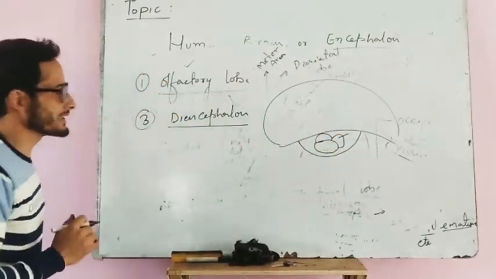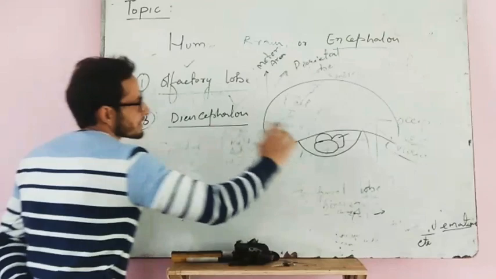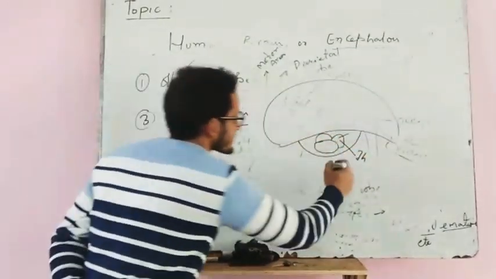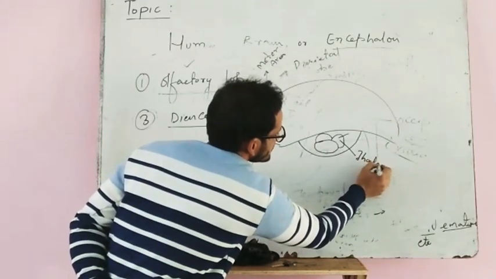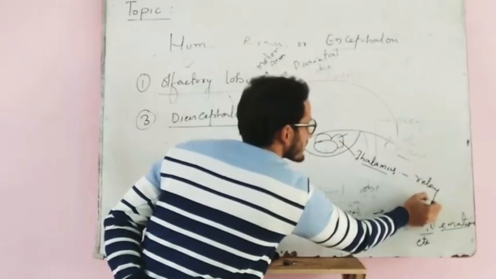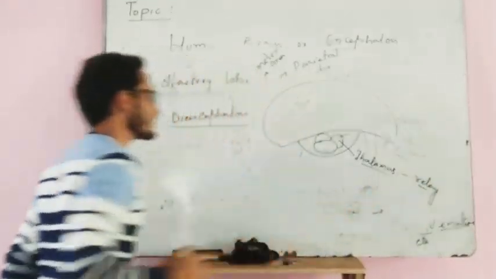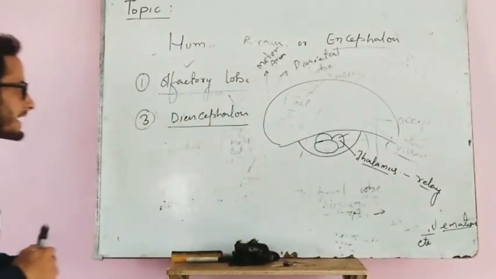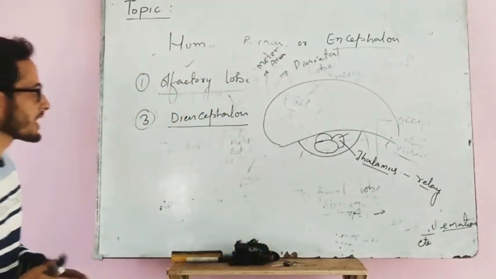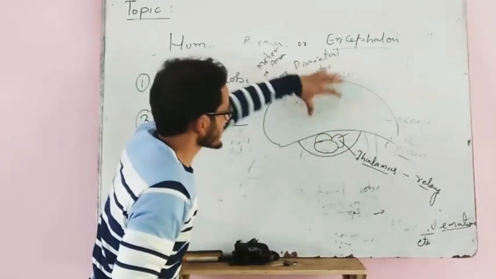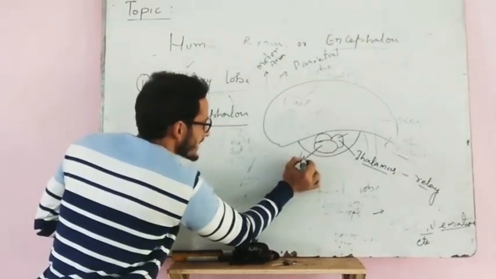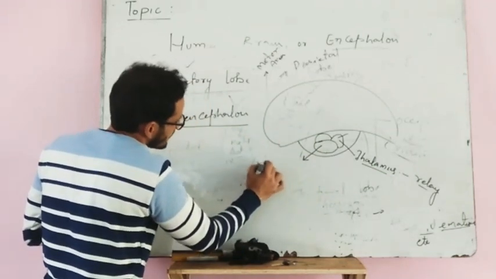What is the function of this diencephalon? This thalamus, which lies aside of the hypothalamus, is just a relay center. What is this relay center? It relays information, or we can say messages, from the medulla to the cerebrum. Then we have another part of the diencephalon, that is the hypothalamus.